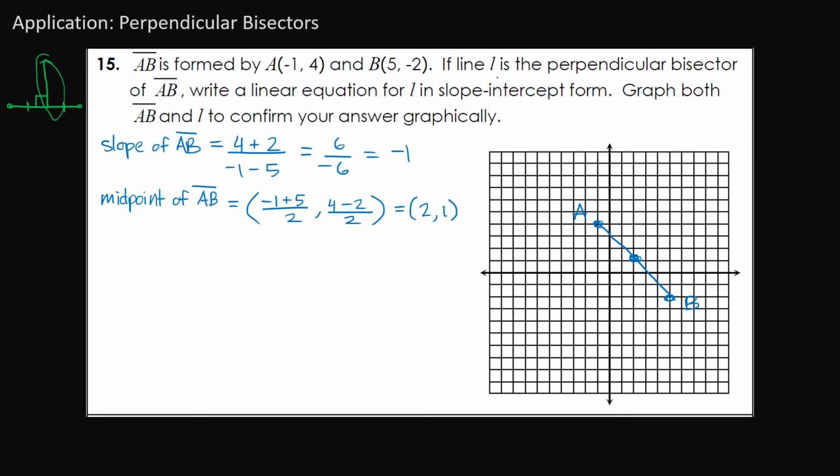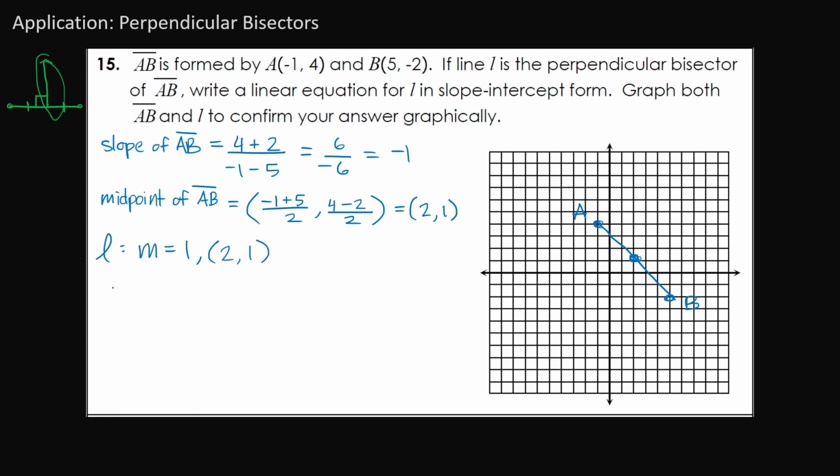So now I need to find the slope of line L. So line L, the slope needs to be the opposite reciprocal to the slope of AB. So the opposite reciprocal of negative 1 would just be positive 1. And then I get to choose which point I would like to use to put in point slope form. That's the midpoint. I need my line to pass through the midpoint, which is at 2, 1.